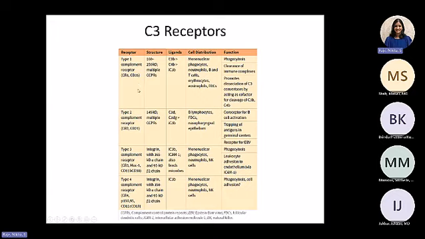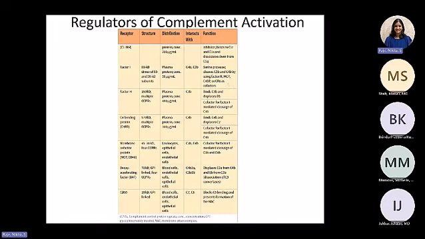CR1 is CD35, helps with the typical functions of complements, phagocytosis, clearance of immune complexes, and things like that. There are some regulators of complement activations like C1 inhibitor. Defect in C1 inhibitor leads to hereditary angioedema. Factor I, factor H are also regulators of complement. Defect in factor I, defect in factor H can lead to immune defects. Factor I defect can lead to infections. Both of them cause atypical HUS.